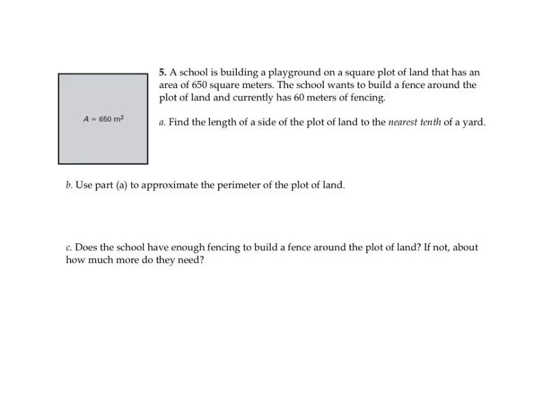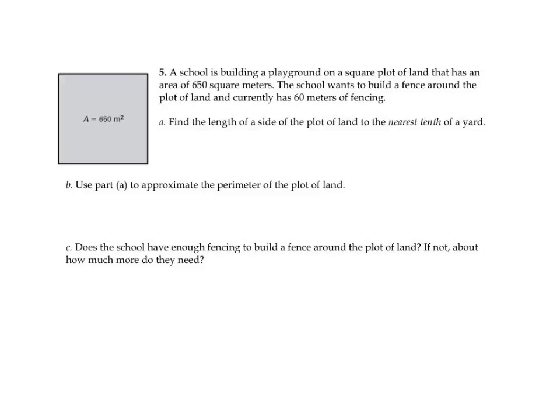Okay, so a school is building a playground on a square plot of land that has an area of 650 square meters. The school wants to build a fence around the plot of land and currently has 60 meters of fencing. So we broke this up into a couple of different questions for you. The first one says find the length of a side of the plot of land to the nearest tenth of a yard. Okay, so Joe, can you tell me what to do?